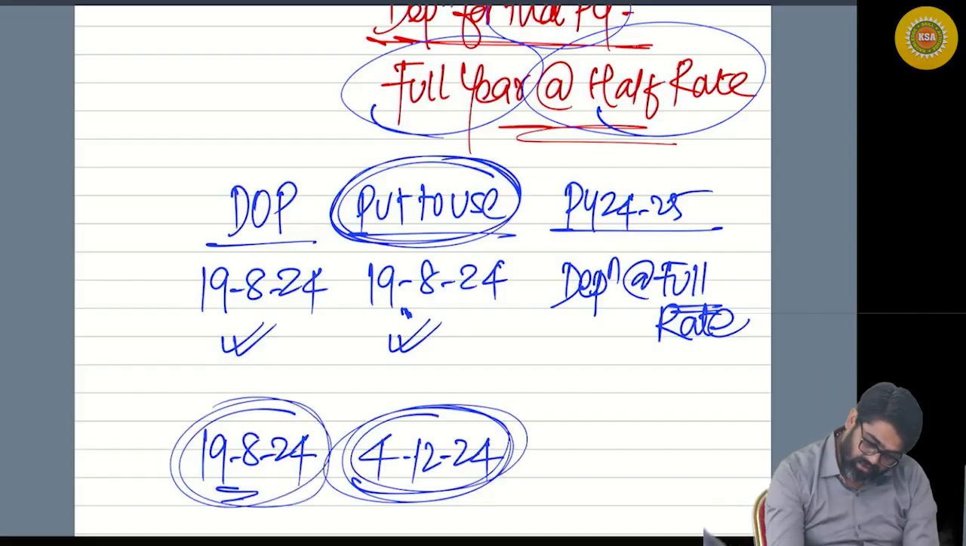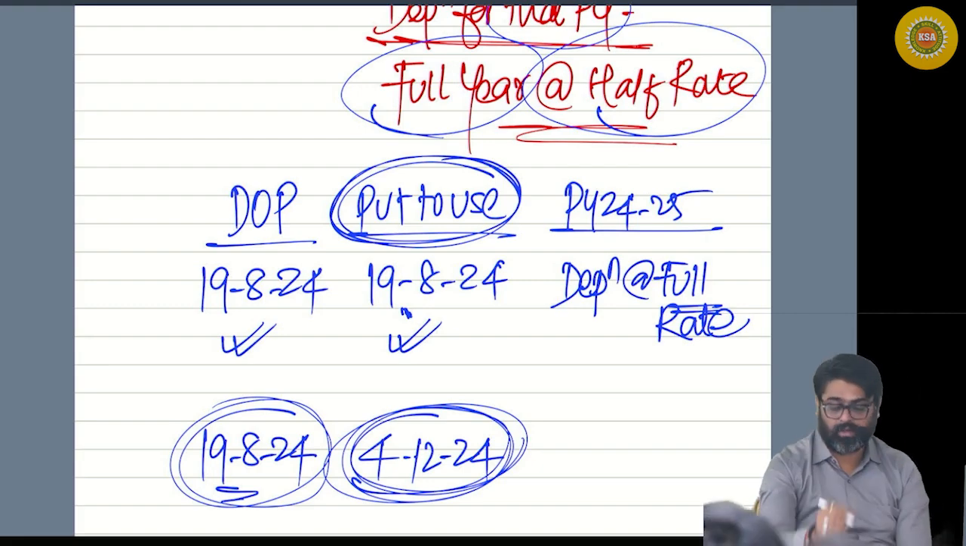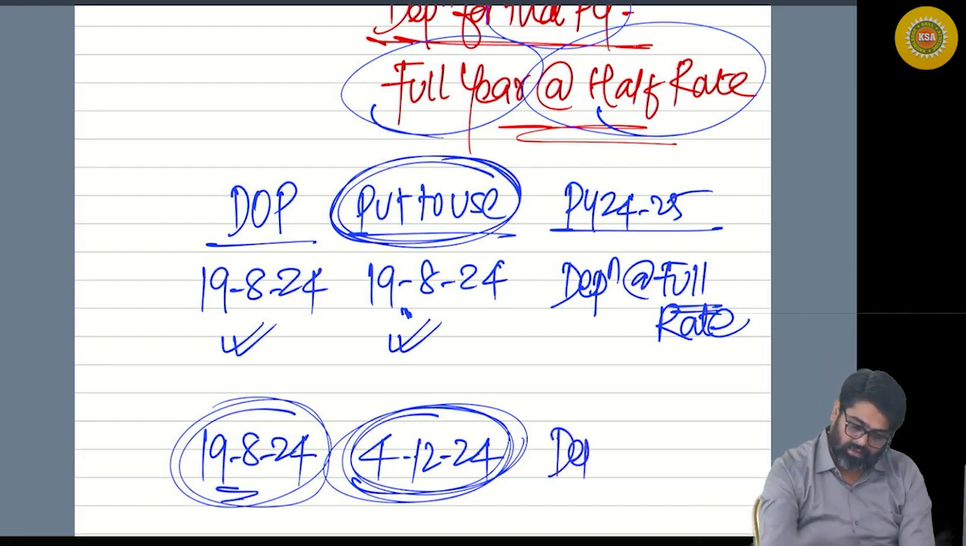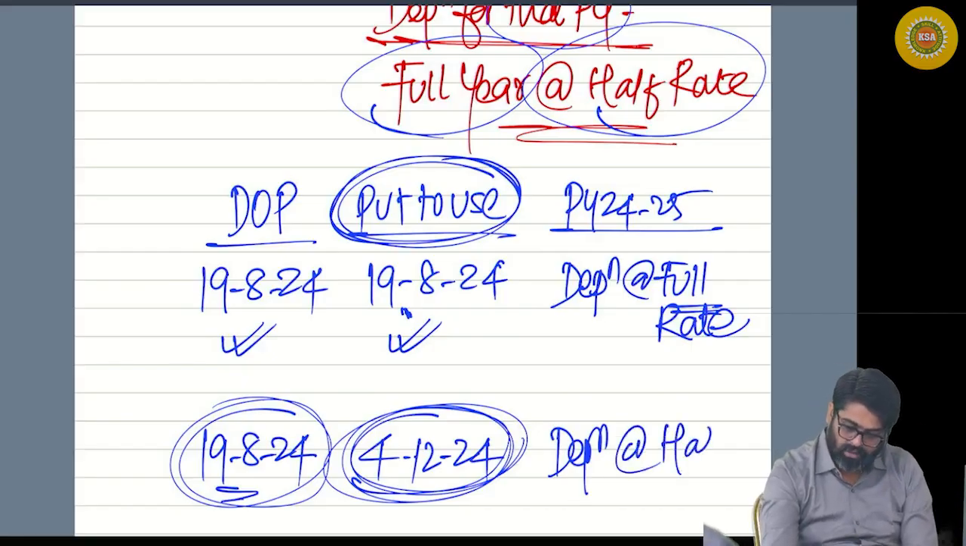The year in which the asset is purchased, in that same year the asset is put to use. But it is put to use for a period of less than 180 days. So in that year the depreciation will be calculated for full year, but at half rate. Yes or no?